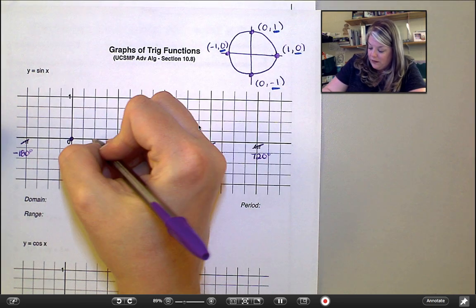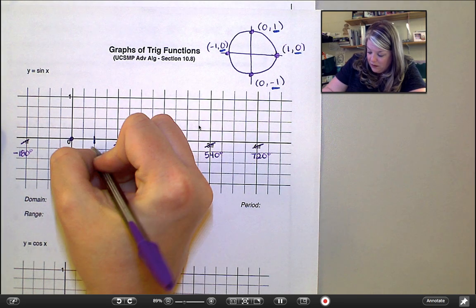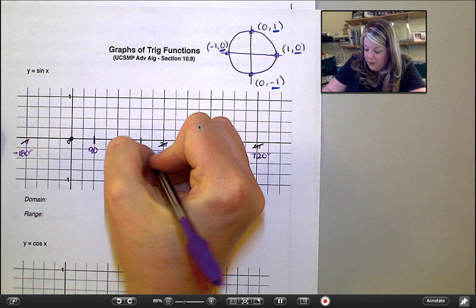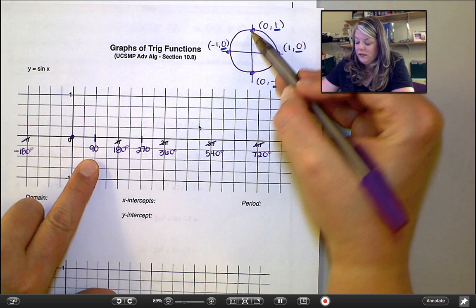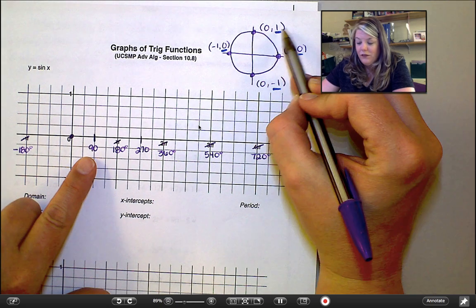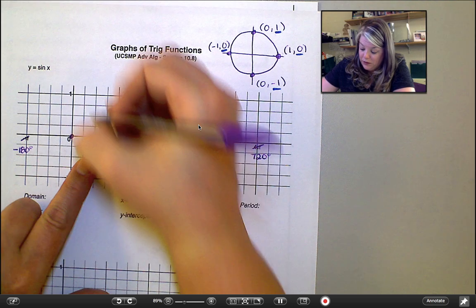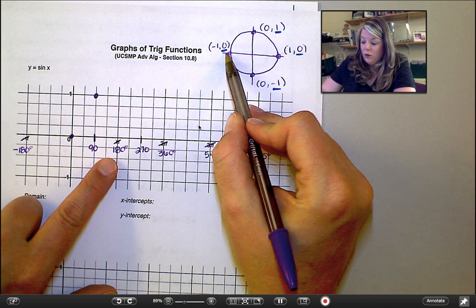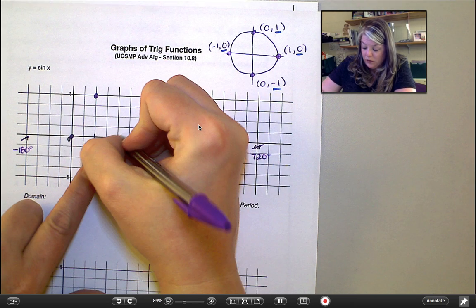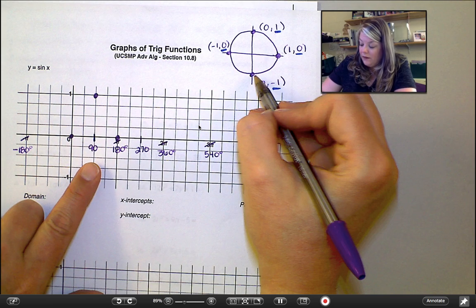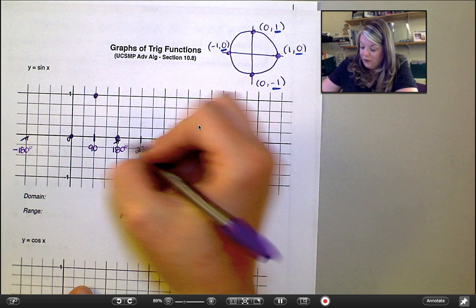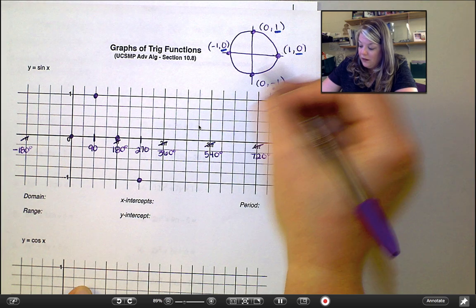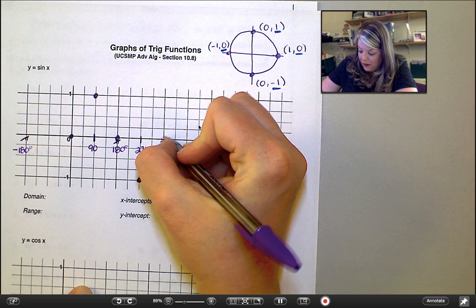And I'm actually going to cut these in half here. So this would be 90 here. This would be 270. You don't have to label all of them, but I'm going to go to 90 degrees. And at 90 degrees, my sine value is 1. So I'm going to put a dot up here at 1 for 90. At 180, I'm back to 0. Down at 270, my sine value is negative 1. So that's going to be way down here. And at 360, I'm back to 0 again.